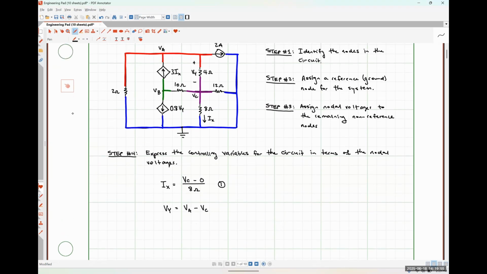All right, so before we move on from step number 4, are there any questions about how I came up with these two equations?